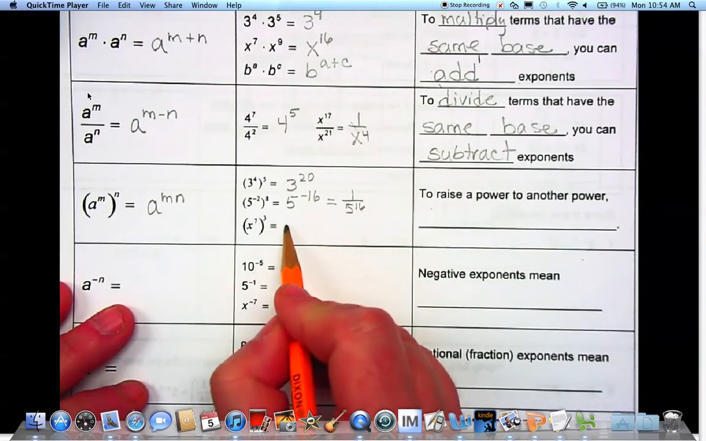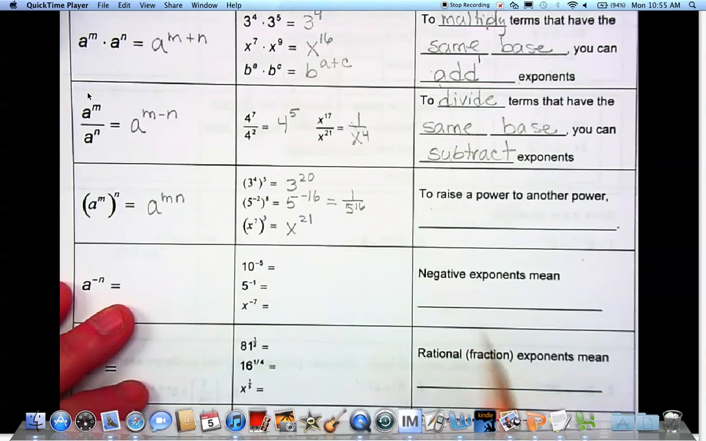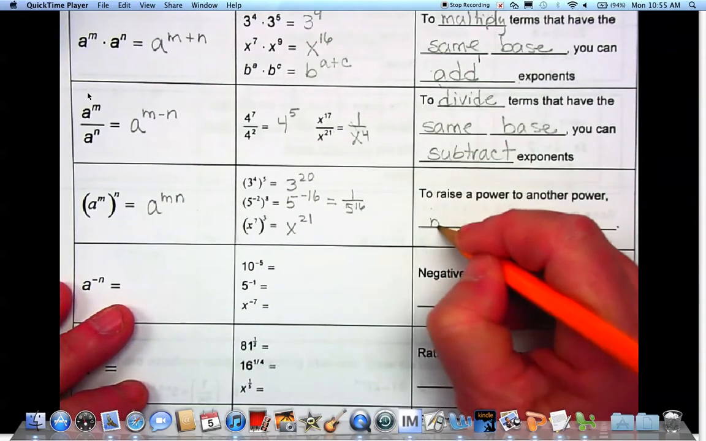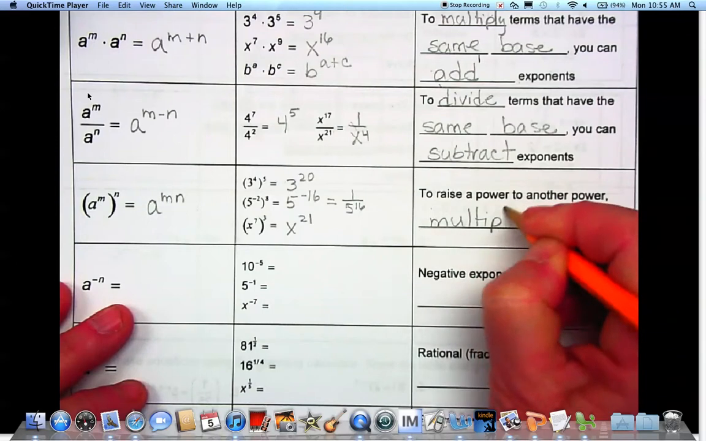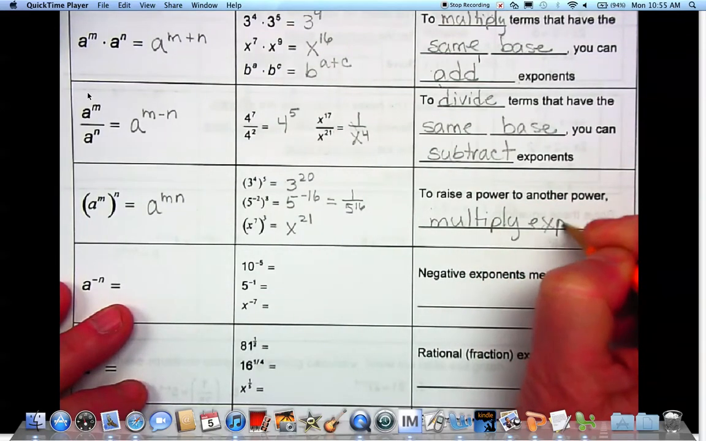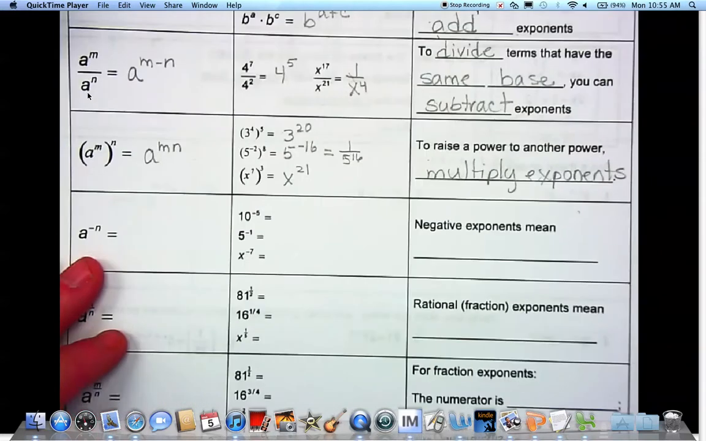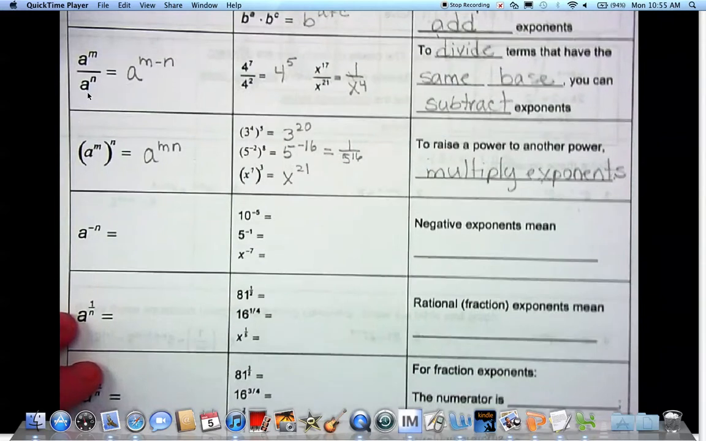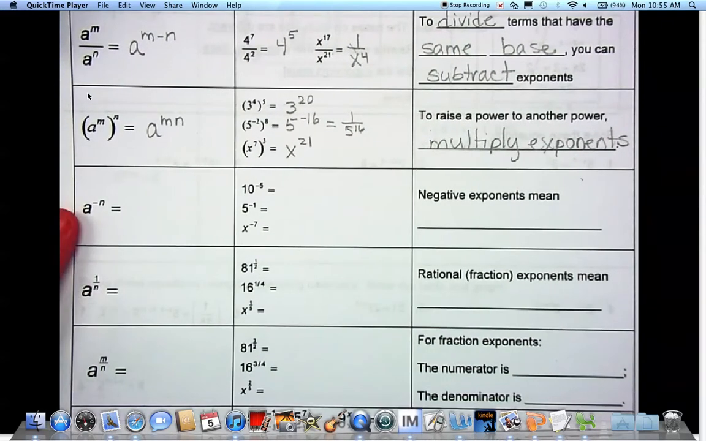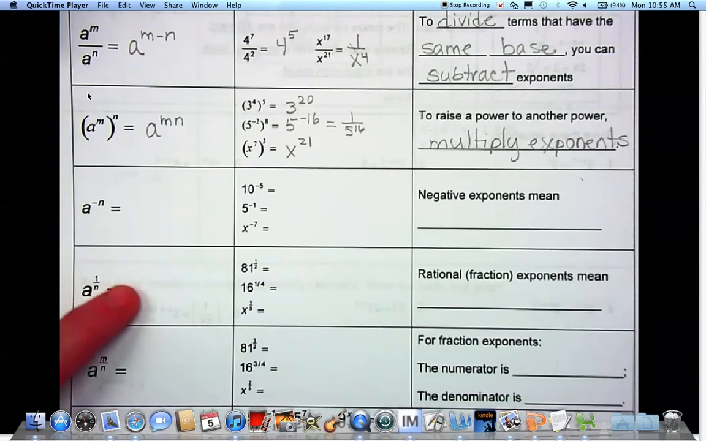Okay, and then x to the 21st. To raise a power to another power, what do you do? Multiply exponents. Another way to say it is distribute the exponents too. Okay, we're going to do this one, and then we're going to learn how to do the next one.